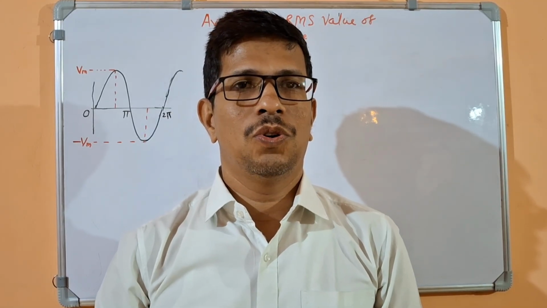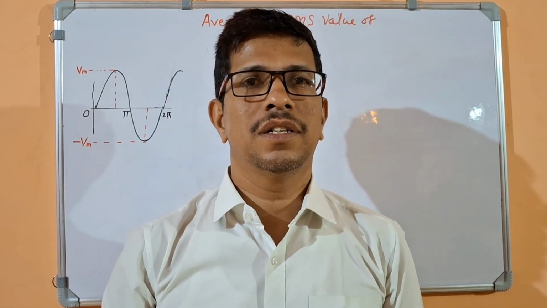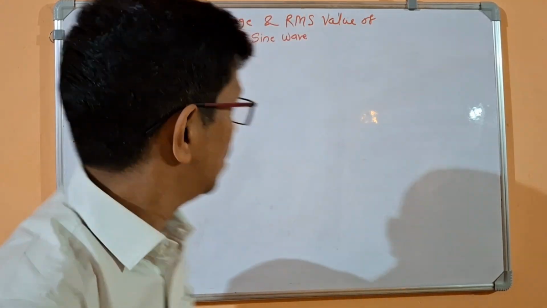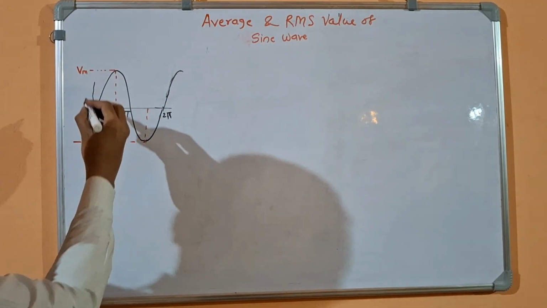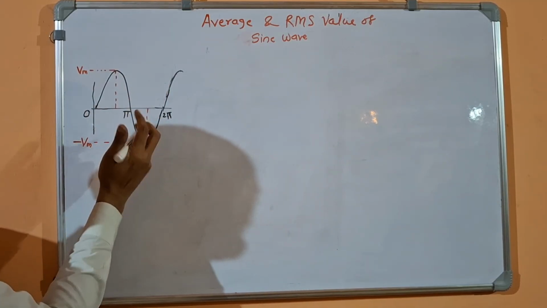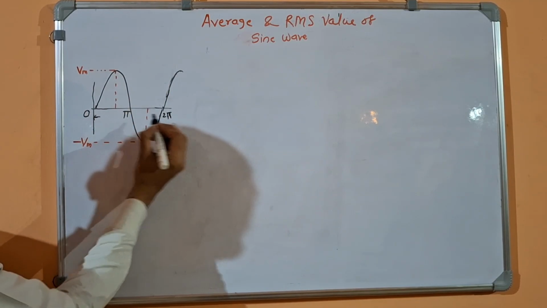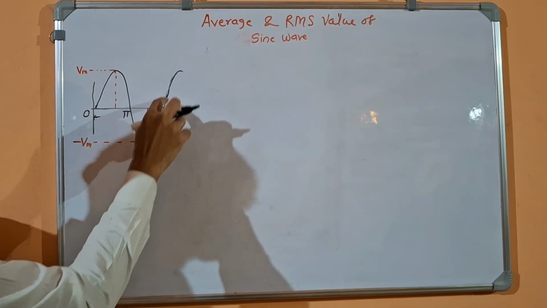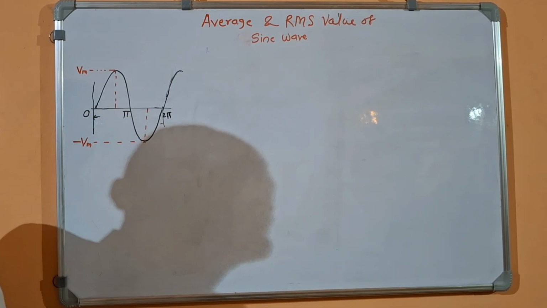नमस्कार मित्रांनो, today we are going to see average and RMS value for the sine wave. See here, this is the given sine wave which is having one cycle with the duration 2 pi. Okay, so it is spread from 0 to 2 pi and then new cycle will start.